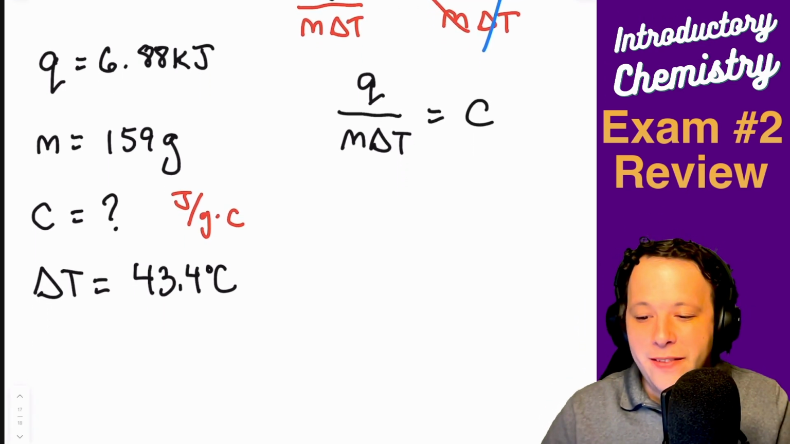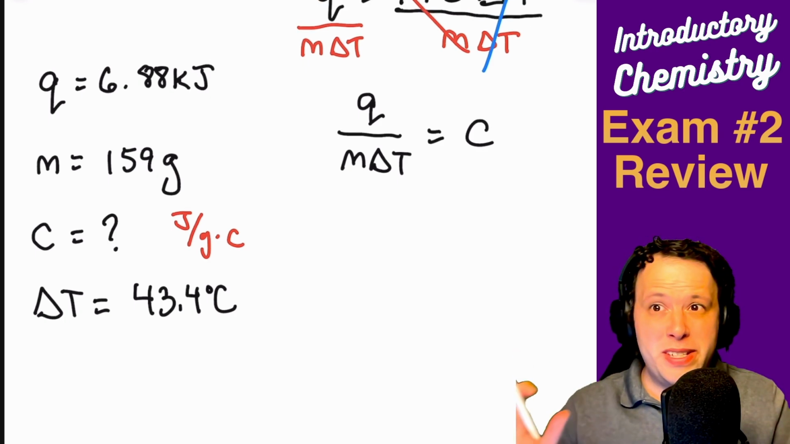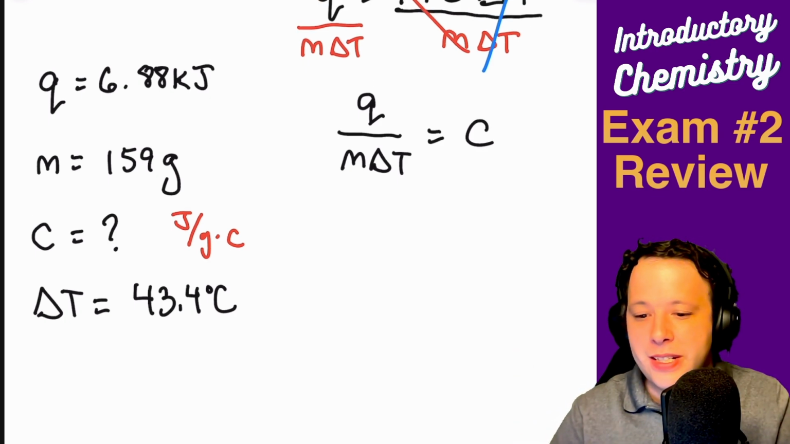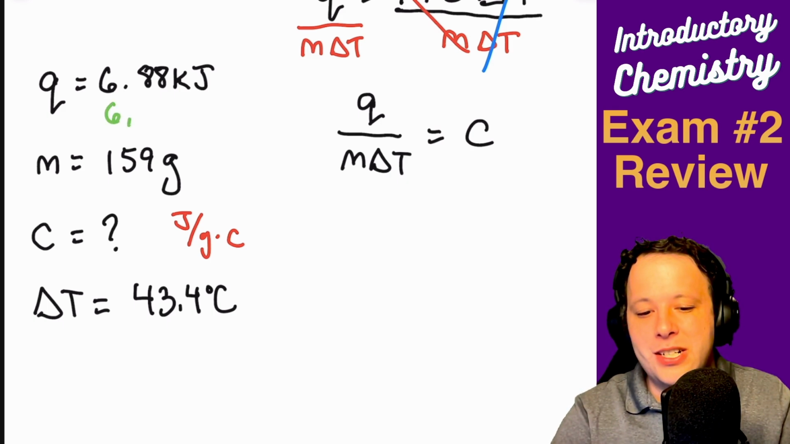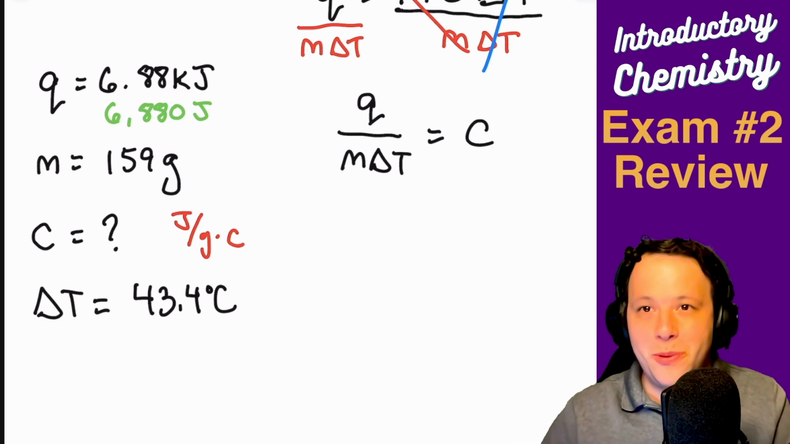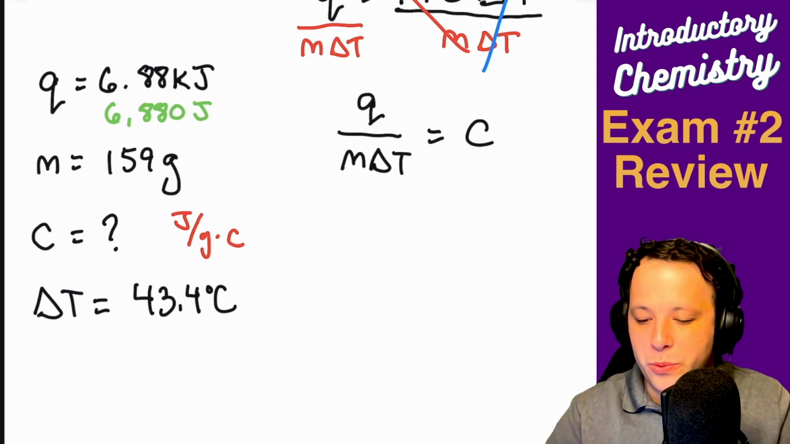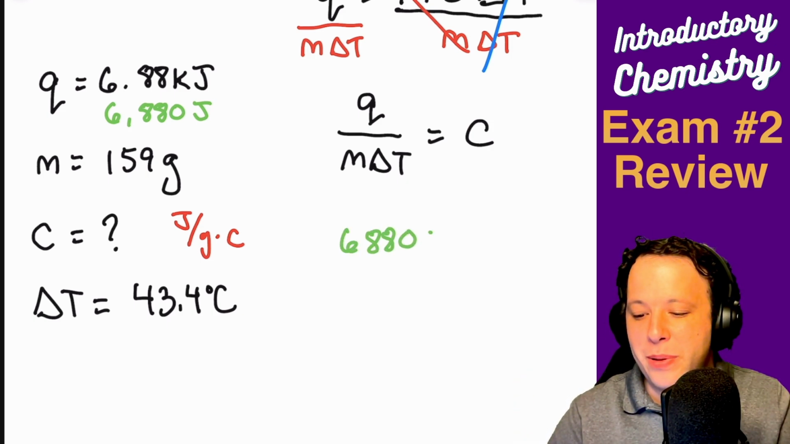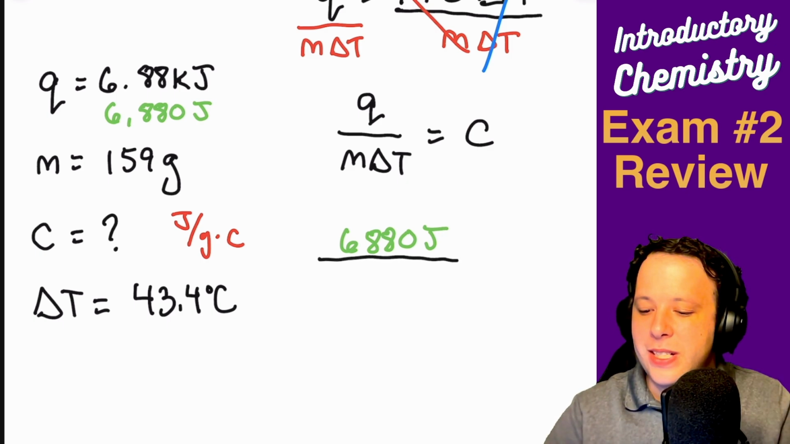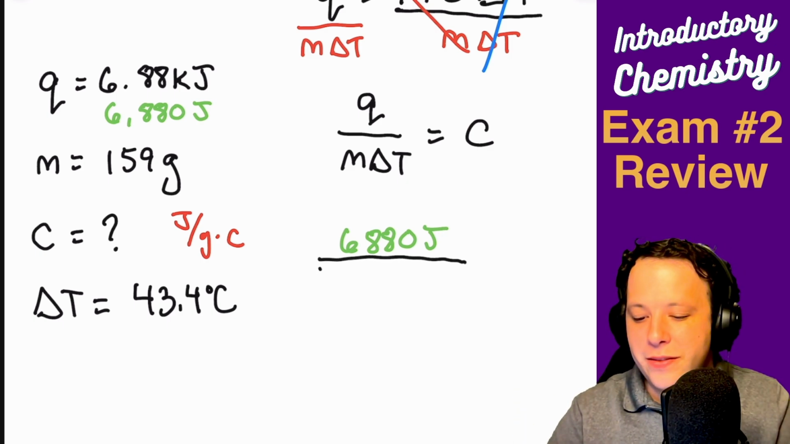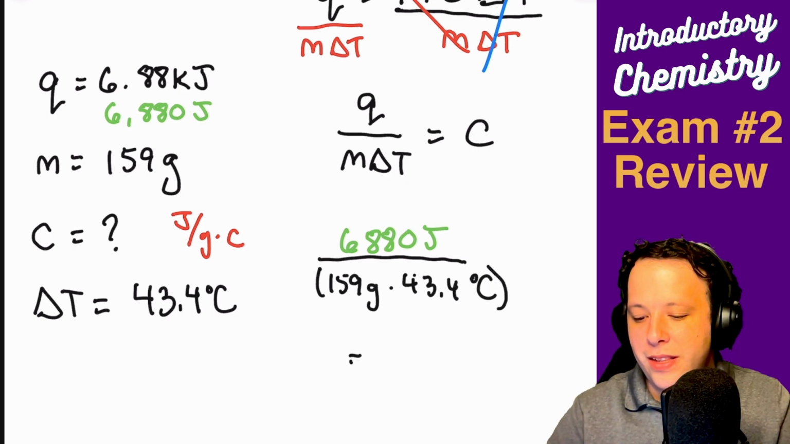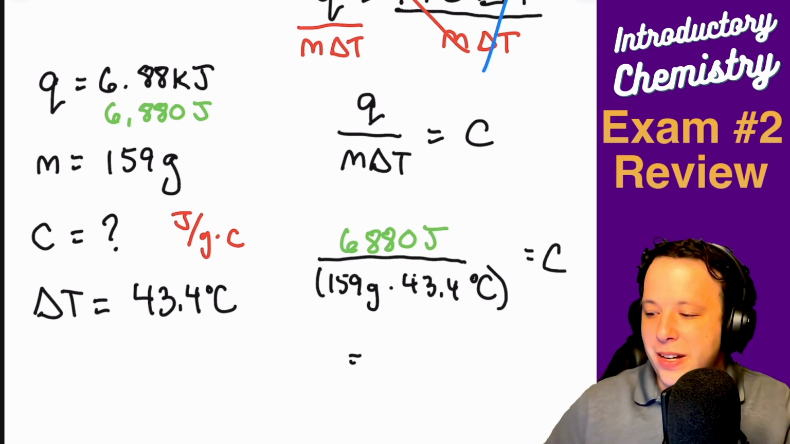Now that we have that, we want to make sure all of our units are right. If you remember, specific heat is joules over grams per Celsius. So the heat actually needs to get converted to joules. You need to multiply that by 1,000 before you can use it. We'll do that first, and then plug it into our equation. So 6,880 divided by 159 grams times 43.4 degrees C. And this will equal our C value.